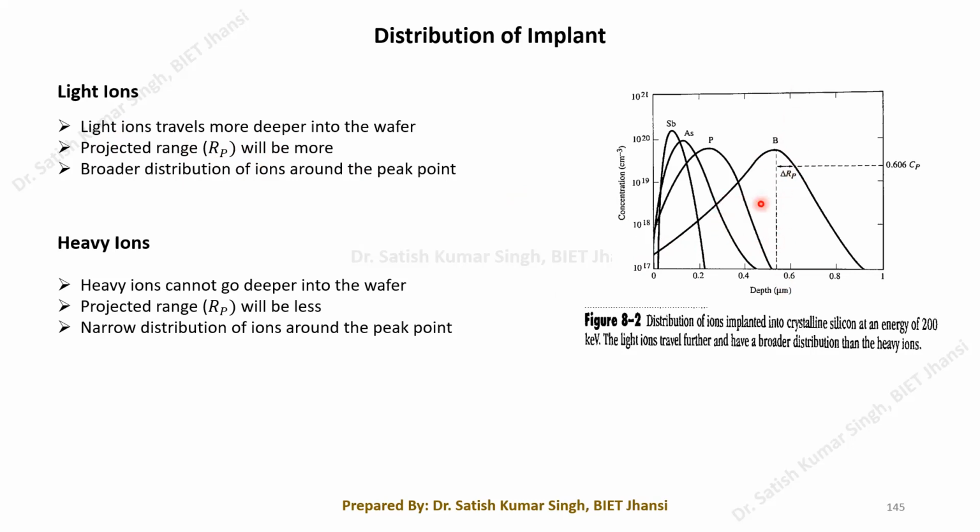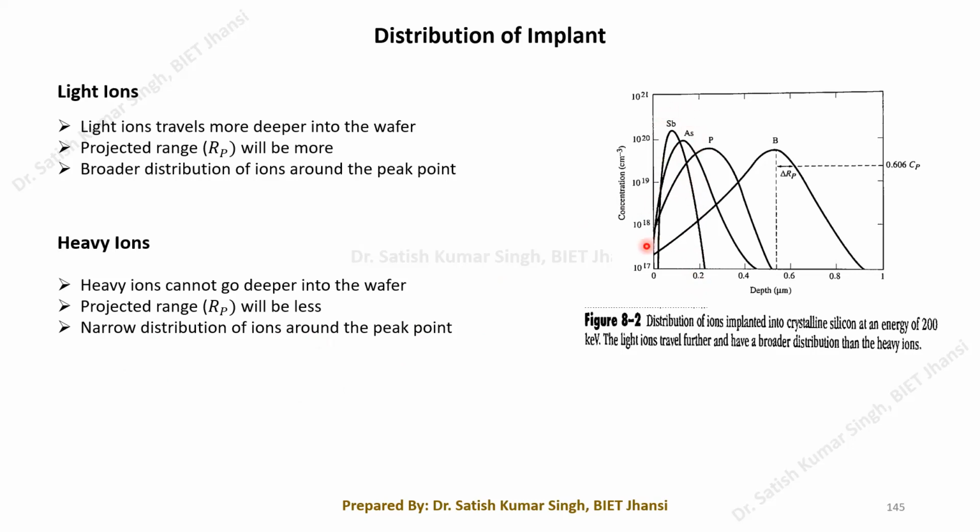Similarly, you can see it has a broader distribution around its peak. So we have this peak, and its distribution will be more. Similarly, if we have heavy ions, in that case, you can see that it cannot go deeper into the material. When it is not able to travel deeper into the material, its projected range obviously will be low. And because of that it is also showing a narrow distribution of the atoms.